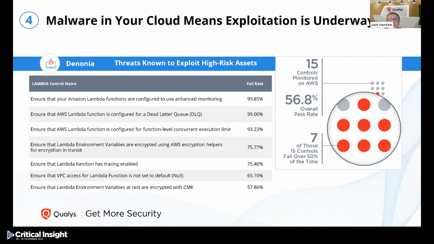Now on the left, you have the controls outside CIS benchmarks, and the 15 controls have a passing rate of just under 57%. And 7 of those controls are failing more than 50% of the time. This is within the AWS environment.